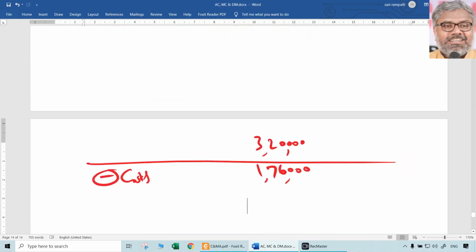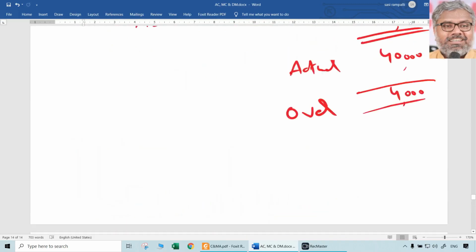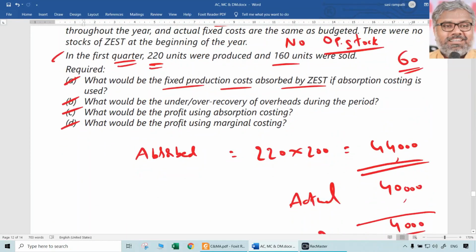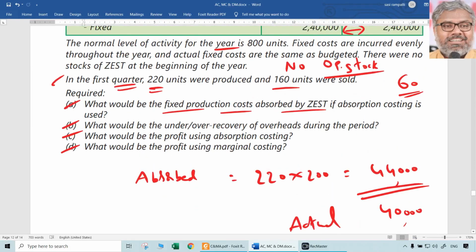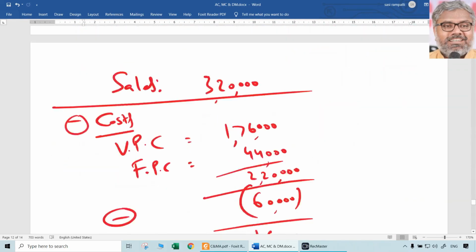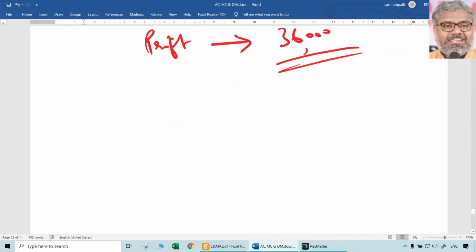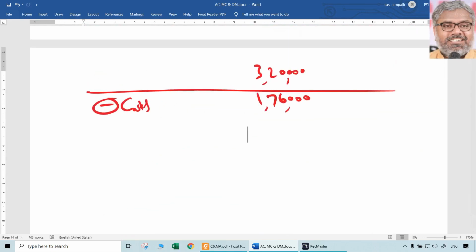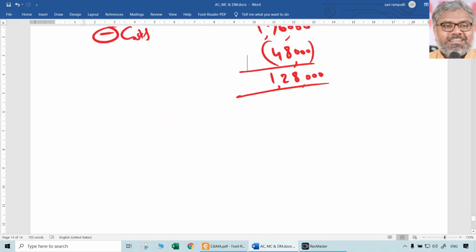If 1,76,000 is the variable production cost for how many units? 220 units. Naturally 800 per unit. How much will be for 60 units? That means 48,000 is the closing stock under marginal cost, only taking variable production costs. So 176 minus 48 means 1,28,000 rupees is, we can call it production contribution, though we don't have to give any name for it, but let us call it production contribution.